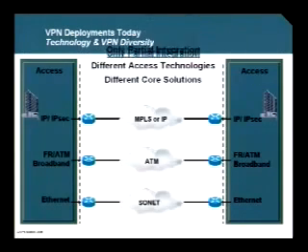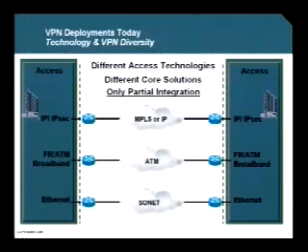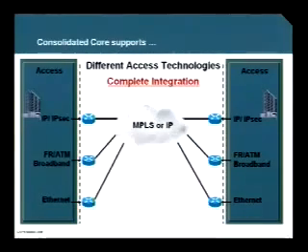So direct access. What we are trying to show in this figure is that we have different cores. We have an MPLS IP core for IP networks. We have an ATM core for FR and ATM broadband networks. And we have a SONET core for Ethernet networks. How do we consolidate them? Using MPLS or IP, and using L2VPN as our solution.